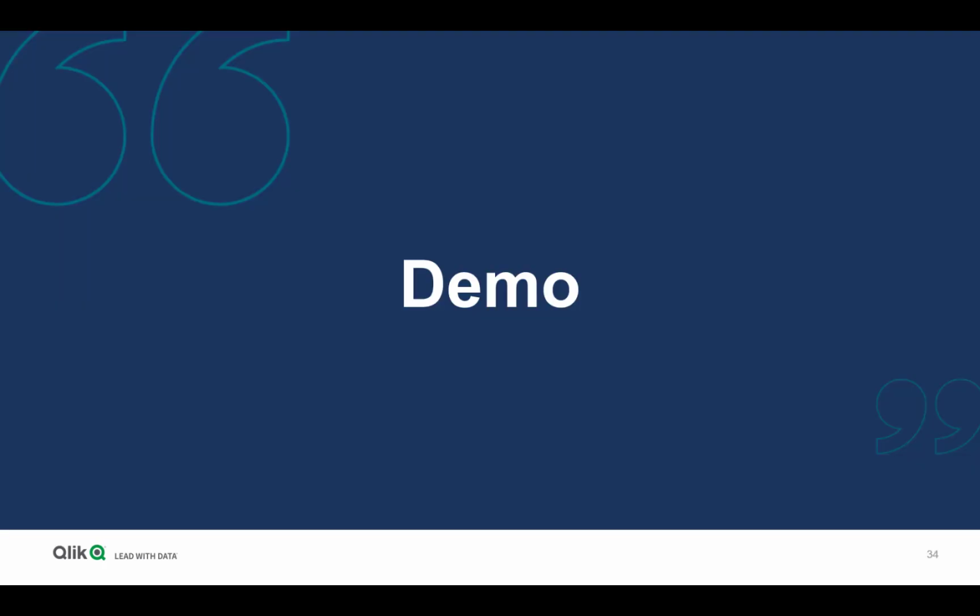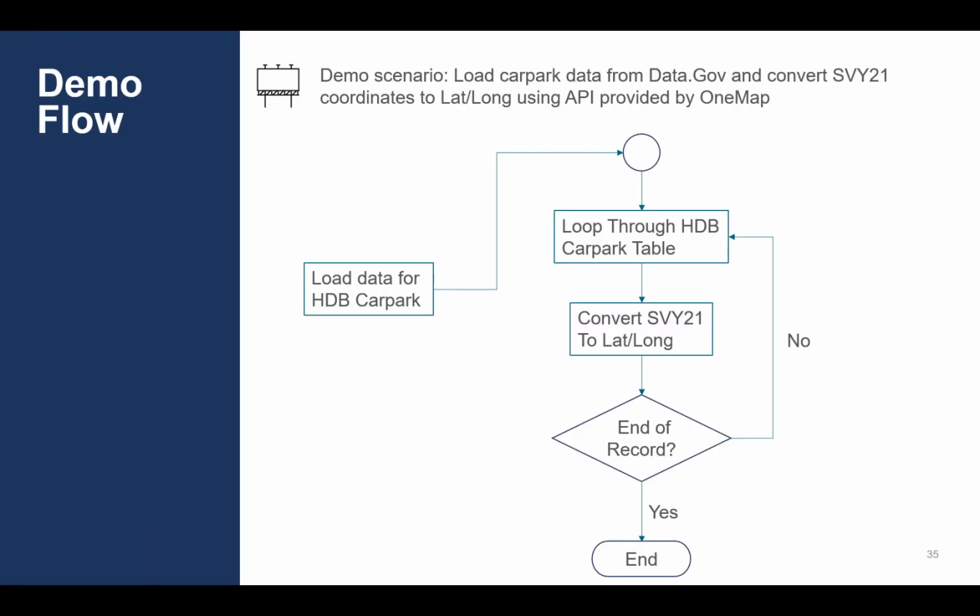Now, let me show you a demo on how to use the OneMap API in Qlik Sense. In this demo, I will show you how to load some car park data from data.gov, where the data contains SVY21 coordinates. Then I will show you how to loop through the HDB car park table and convert the SVY21 coordinates to lat long using the API provided by OneMap.